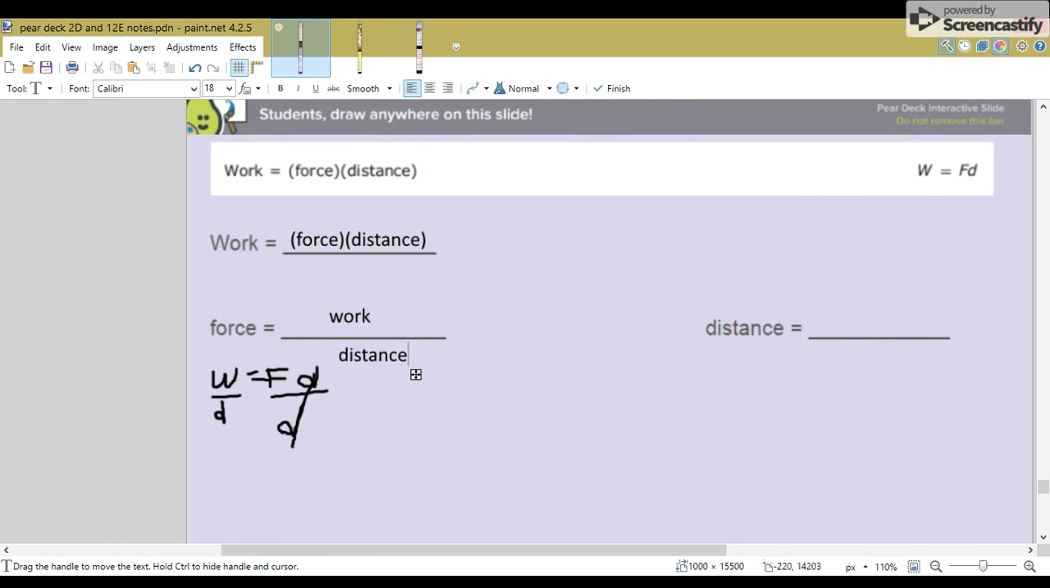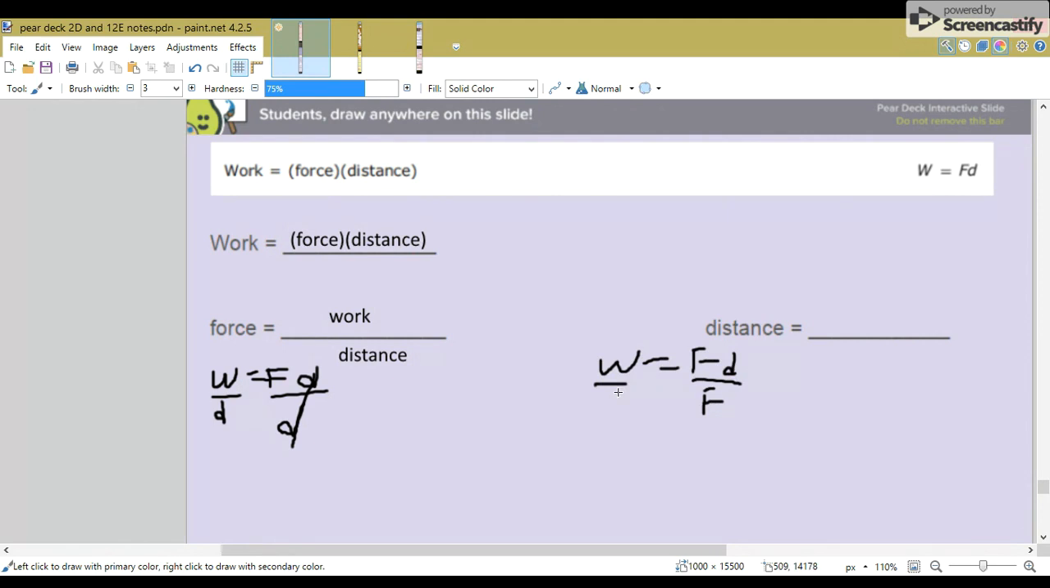Now let's find the distance equation. We're going to solve for D. So let's start back with W equals F times D. To get D by itself, we divide each term by F. So D equals W over F. Distance equals work over force.